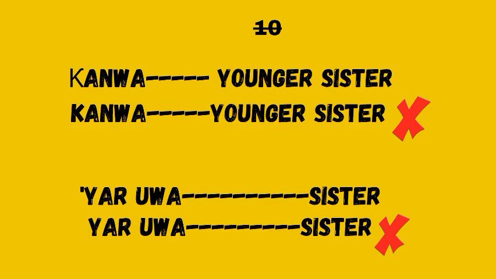Sister in Hausa is uwa. If you want to pronounce it properly, you have to use the Y that has apostrophe at the back. Uwa. But a non-native speaker will say uwa, which is the wrong pronunciation.